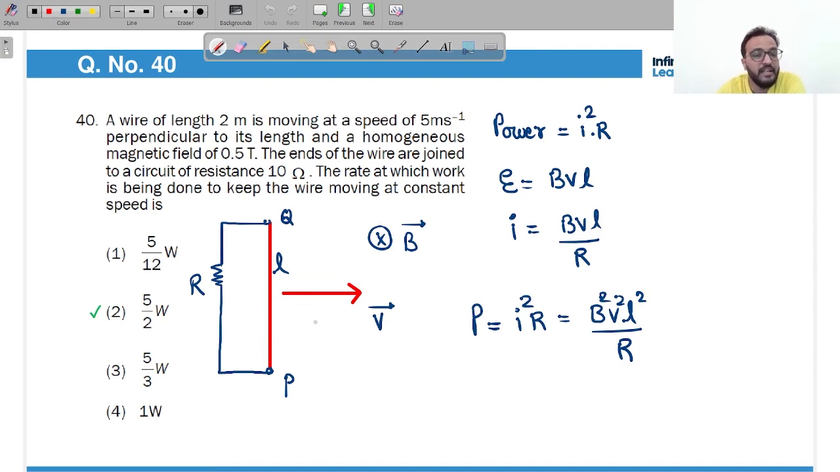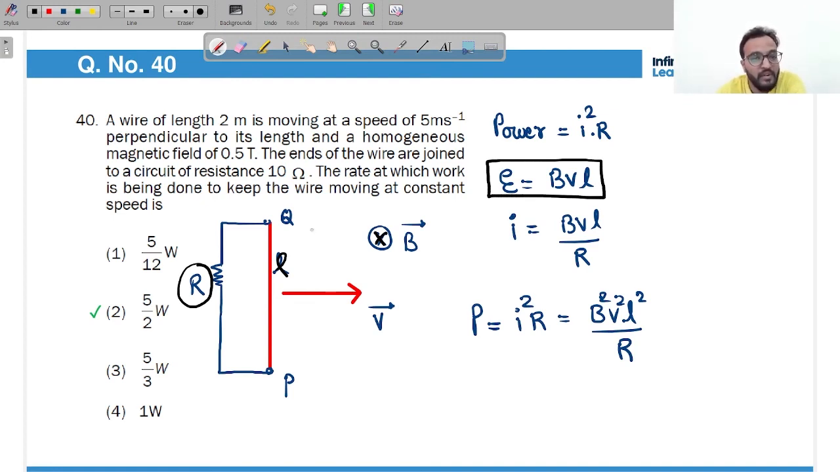The red colored wire is moving with velocity V in a uniform magnetic field B. The length of the wire is L and there is a resistance attached to it through connecting wires. So what is the EMF induced? You will say, sir, EMF induced is BVL. What is the current through the circuit then?